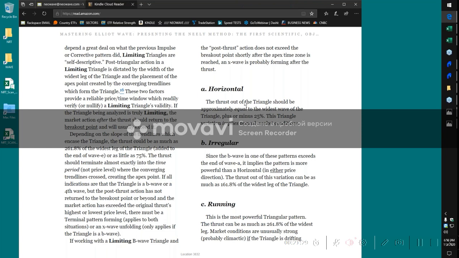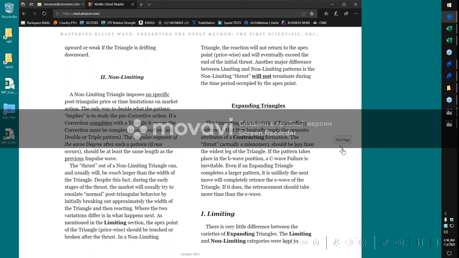If the thrust is much quicker and it peaks way before the apex point and then contracts or corrects into the apex point time-wise, then that's telling you you're dealing with a non-limiting triangle, so that the triangle would be considered an X wave or the end of something bigger. When you are dealing with contracting triangles, just make sure the thrust again is about equal to the width of the widest leg. It can be as little as 75% and maybe as much as 125%. If it's a lot more than that or a lot less than 75%, then you're dealing with something else.